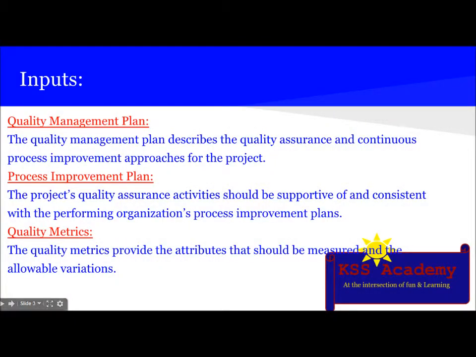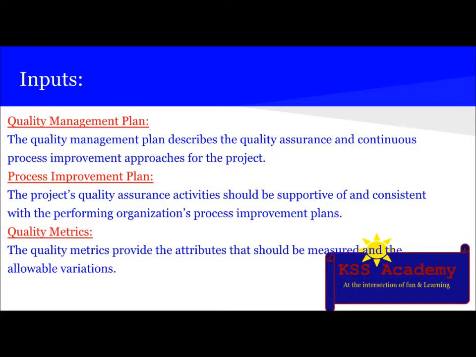So let's learn about the inputs. The first input is the quality management plan. The quality management plan describes the quality assurance and continuous process improvement approaches for the project. The next input is the process improvement plan. The project's quality assurance activities should be supportive of and consistent with the performing organization's process improvement plan.